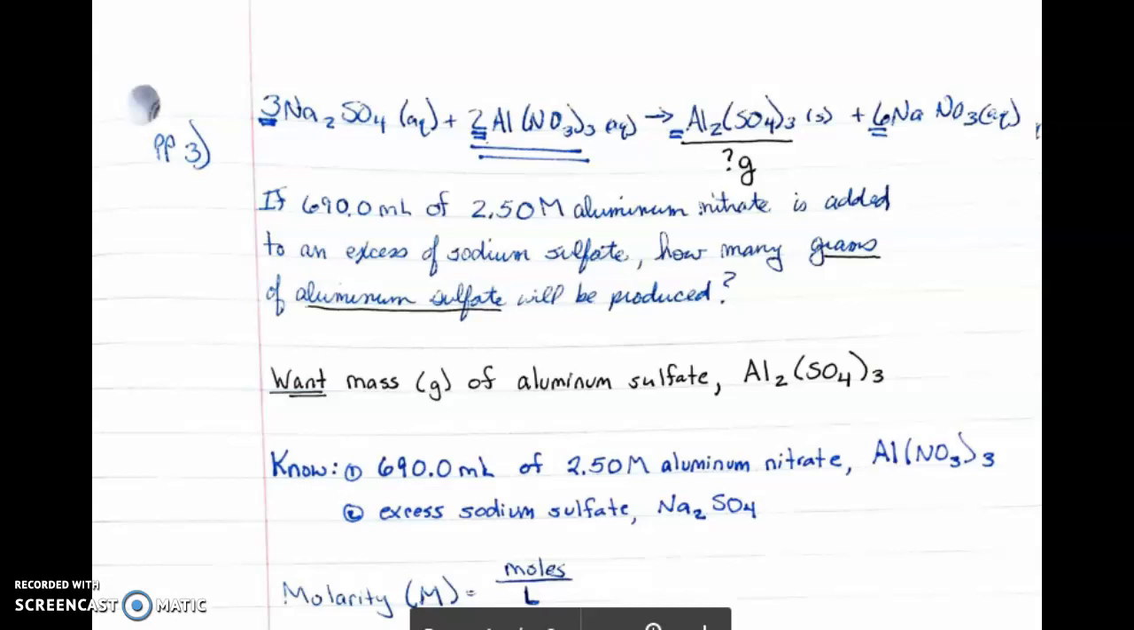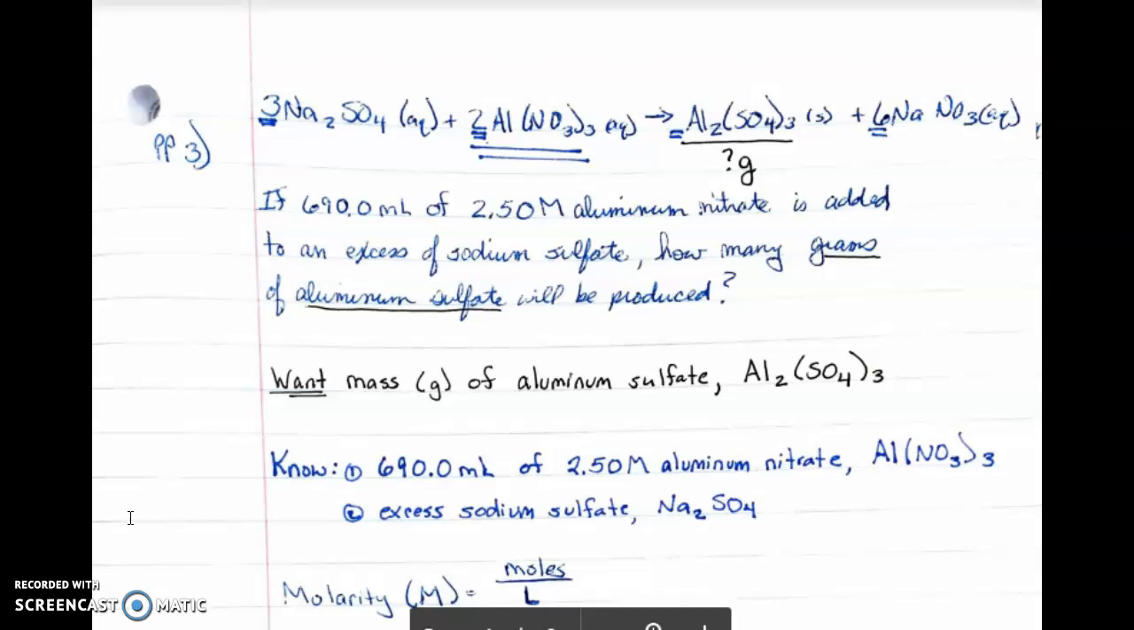This is Module 10, Practice Problem number 3, and it's a problem that demonstrates that if you're in the lab and you have two aqueous solutions, two test tubes full of a liquid, and you want to make aluminum sulfate, which is a solid, how can we do that?